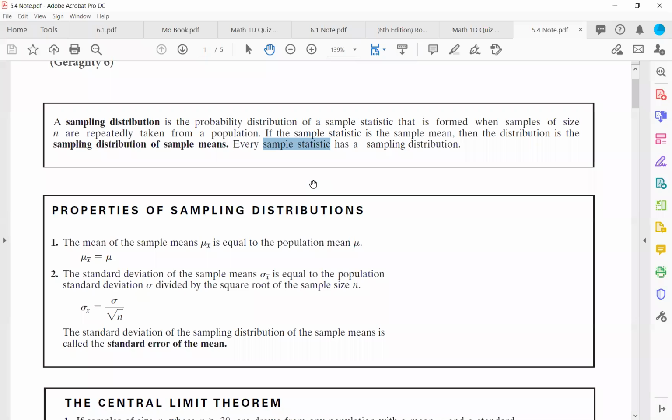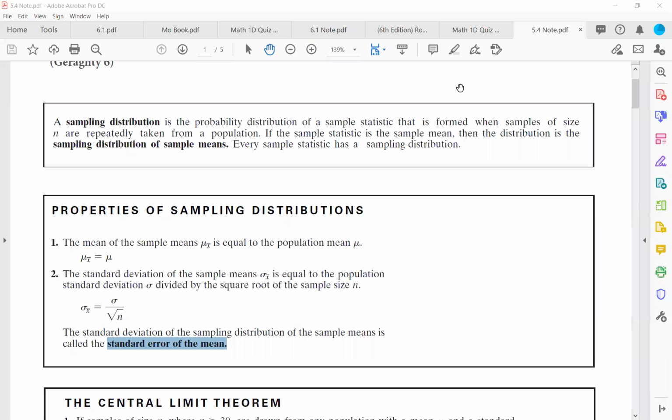Very well, so properties of sampling distributions. First of all, the mean of sample means, which is denoted by mu sub x bar, is equal to the population mean mu. So the mean of sample means is equal to the mean of the population. And two, the standard deviation of this new distribution of the sample means, sigma sub x bar, is equal to the population standard deviation, sigma, divided by the square root of the sample size, n. So sigma sub x bar is equal to sigma divided by square root of n. Actually, this is called the standard error of the mean.